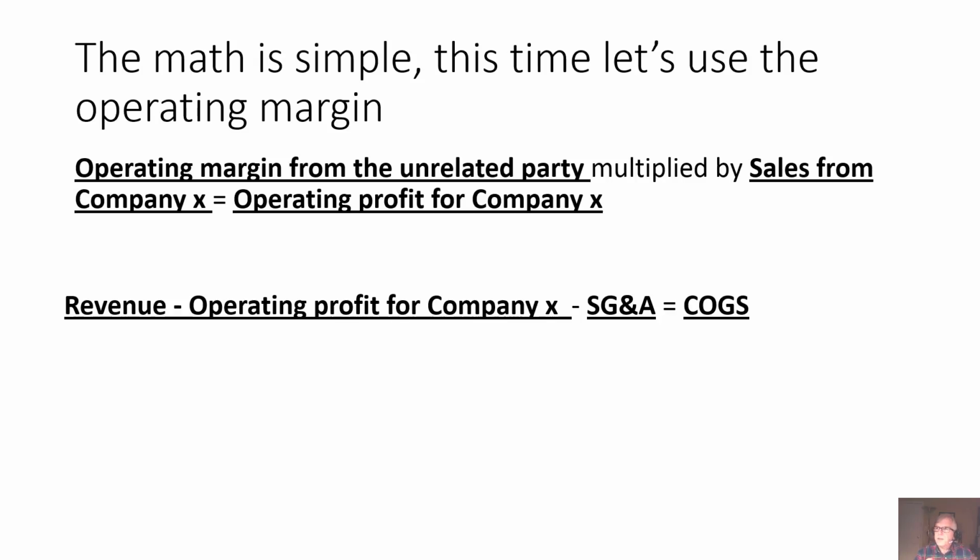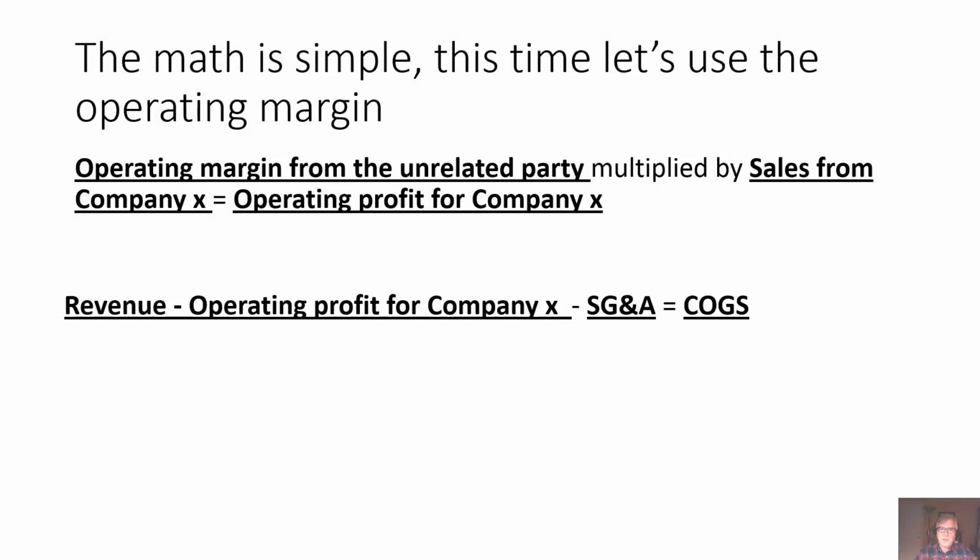And this time, I'm going to use the mathematics as if I'm using the operating margin. So I could take the operating margin from the unrelated party, that party on the right-hand side of the previous slide. We're going to multiply that by the sales that company X has, because those sales are to unrelated parties. So we know those are solid numbers. And we'd say multiply those two things together, and that tells me how much operating profit company X should earn.